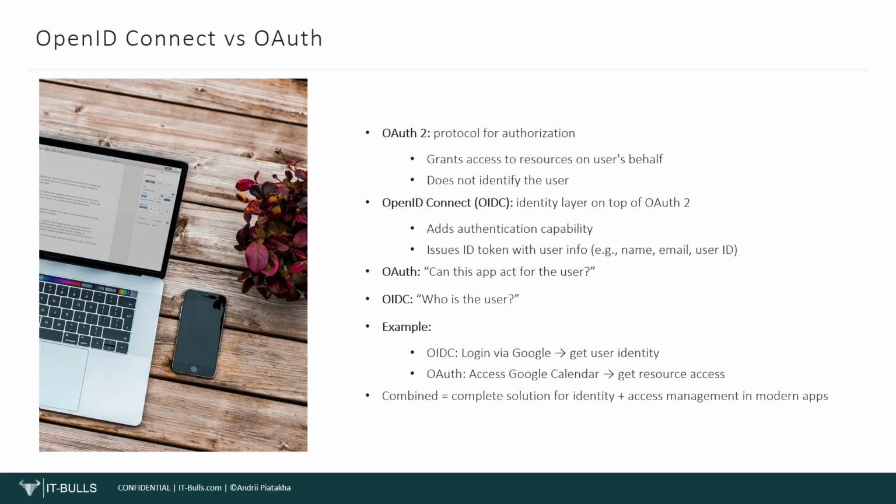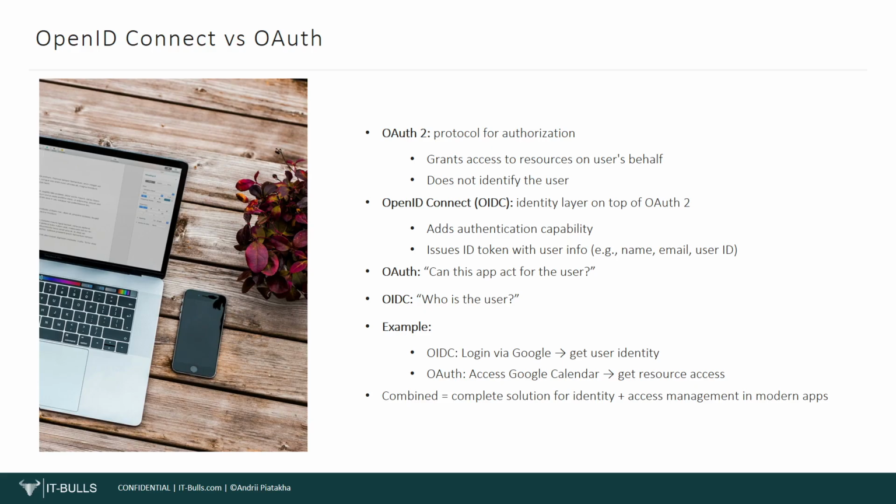As we've already discussed, OAuth 2 is a protocol for authorization. It allows an application to access resources on behalf of a user, but it does not tell the application who the user is. In other words, OAuth says, you are allowed to access this, but it doesn't say, this is Alice and here's her profile. If we want to identify the user, not just authorize them, we need something more. This is where OpenID Connect comes into play.